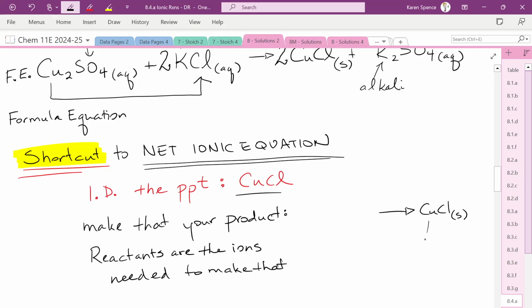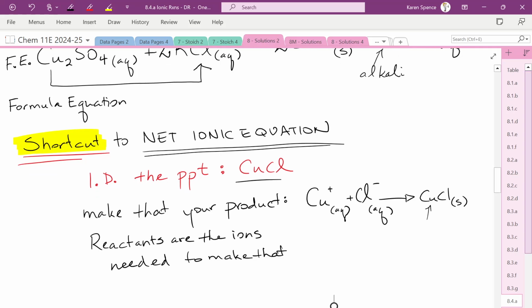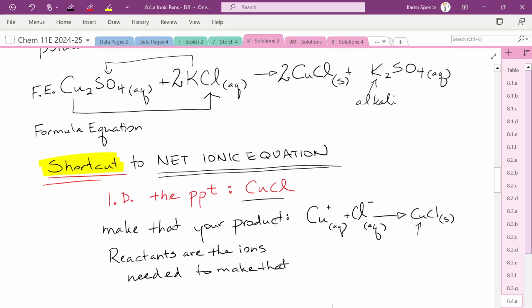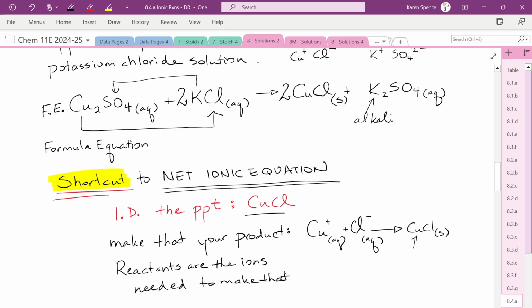So we would say, I need 1 Cu, and I need 1 Cl, and I'm done. So if you are asked only for the net ionic equation, you can do this shortcut. But you might be asked for the complete ionic equation.